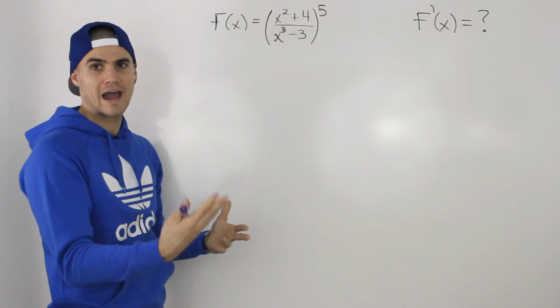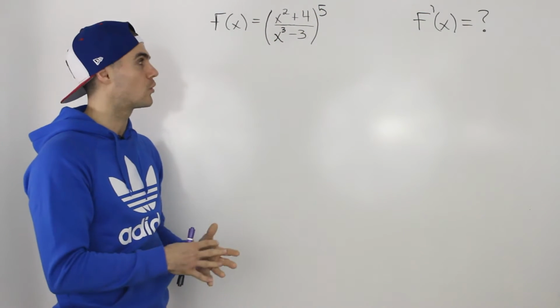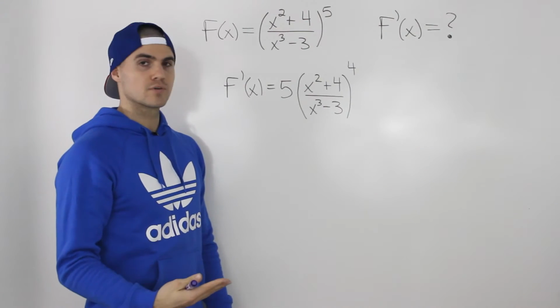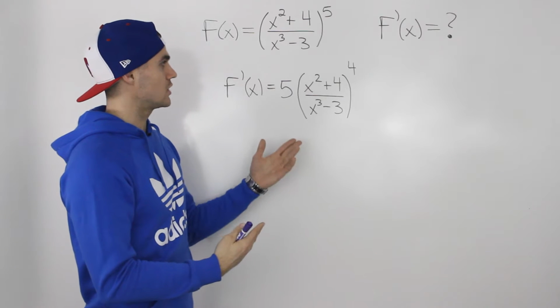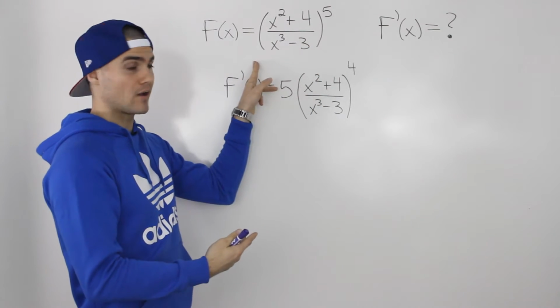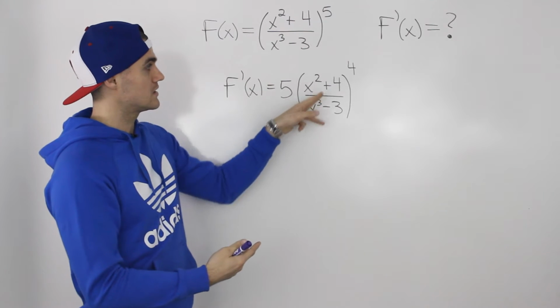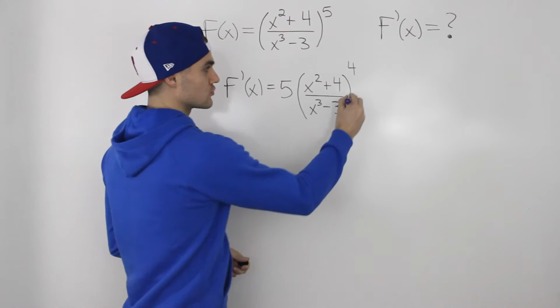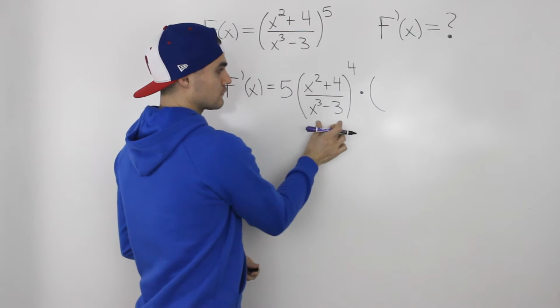So we can apply the power of a function rule, or more generally the chain rule, to find the derivative of this. So then to find the derivative, let's start by applying that chain rule. So taking the derivative of that outer function, we bring the 5 down, keep the inner function the same, subtract 1 from the exponent, and now we have to find the derivative of that inner function here.